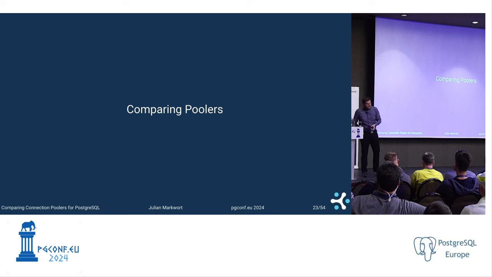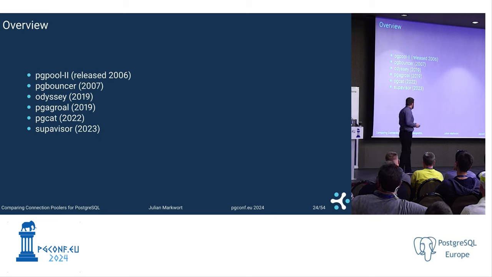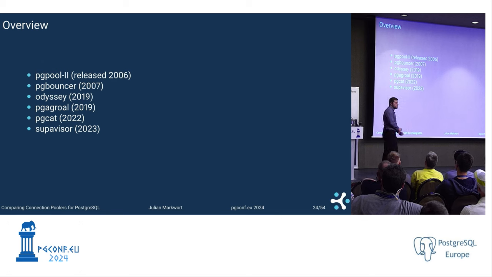So now we get into actually comparing the poolers that I picked. Well, these are some available poolers. It all started with pgpool-II, which was released in 2006. Then we got pgbouncer in 2007.